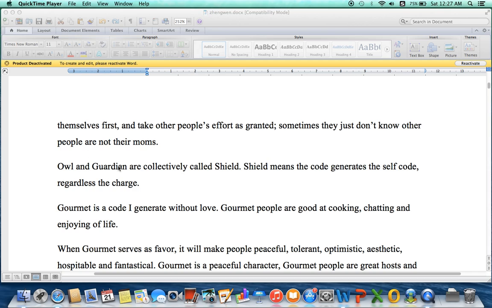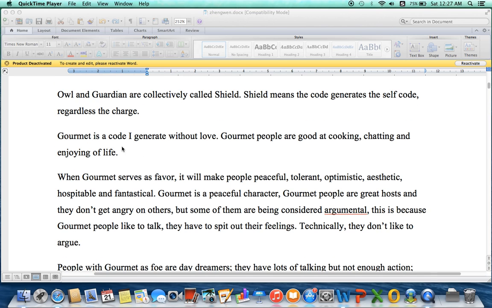both of these characters jointly can be called shield. Shield means the code that generates me, generates the self code, regardless of the charge. For example, if I'm earth, my shield is fire. And if you want to see the charge, whether it is the same charge or different charge, then we can discriminate to owl or guardian. And then we come to gourmet.